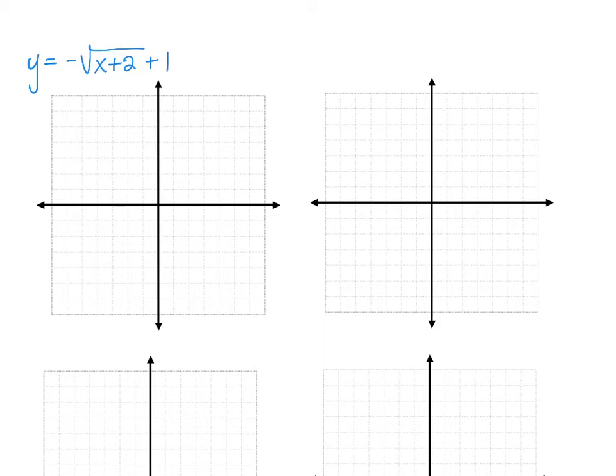So I recognize this as a square root that is negative. And so a negative square root is a half parabola that goes down through quadrant 4. I also recognize that it's got a plus 2, which tells me I need to move it to the left, and a plus 1, which means I need to move it up. And so I'm going to move this graph 2 to the left and 1 up.